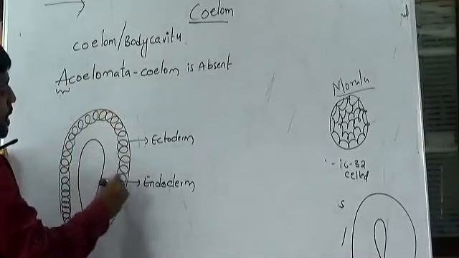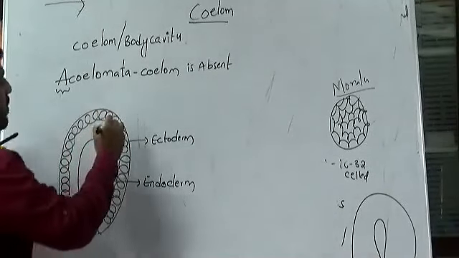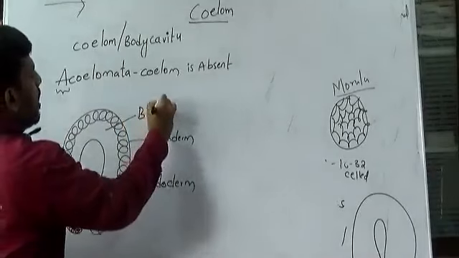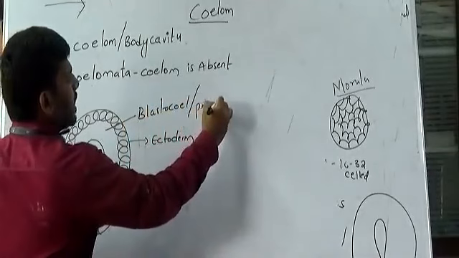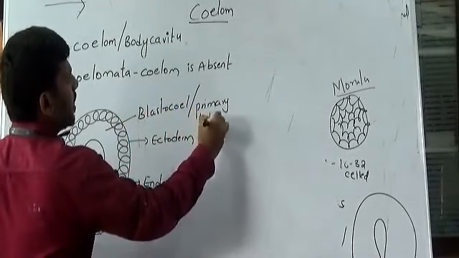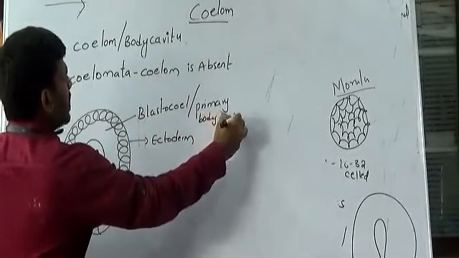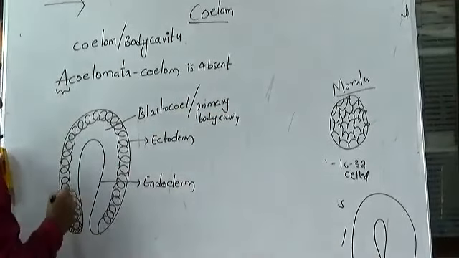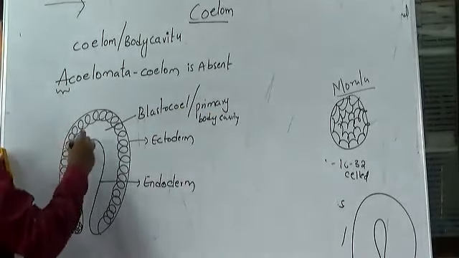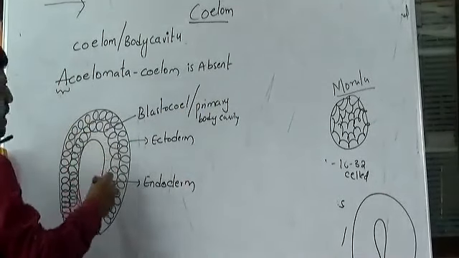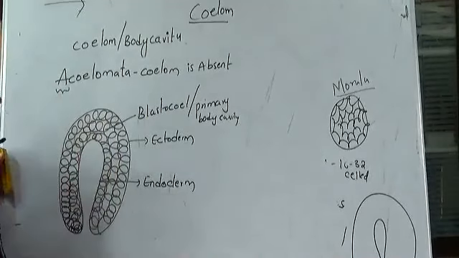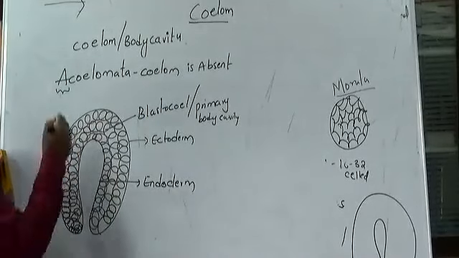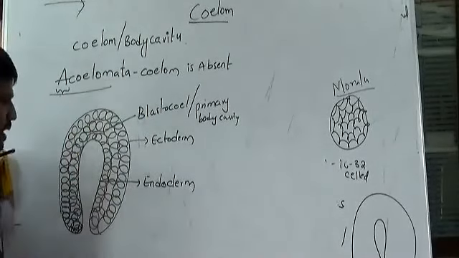cavity. What do we call this cavity? Blastocoel, or primary body cavity. The mesenchyme or parenchyme, whatever is formed, is going to fill the entire blastocoel or primary body cavity. So there is no cavity over here, and hence it is called acoelomata.